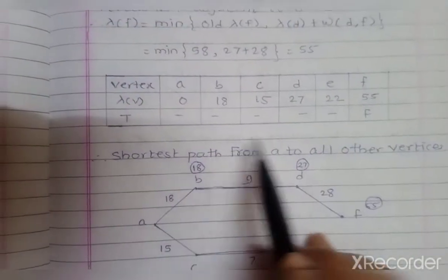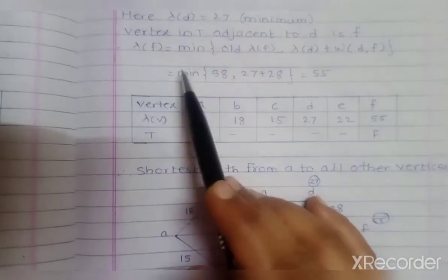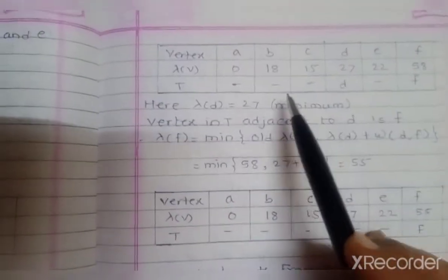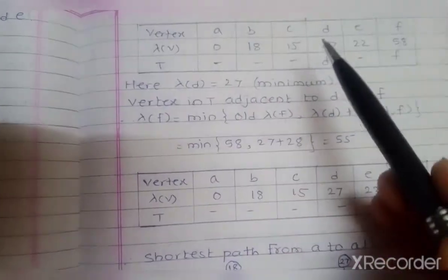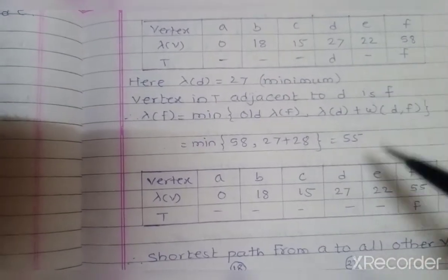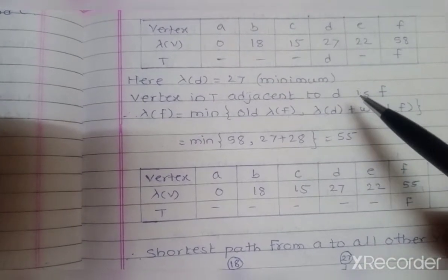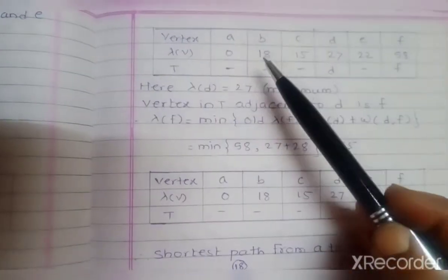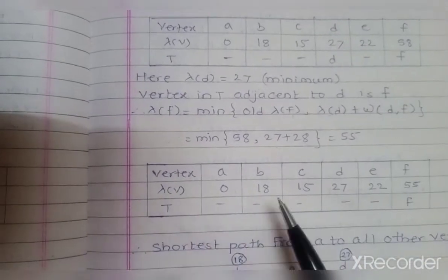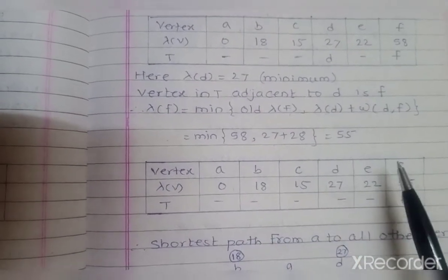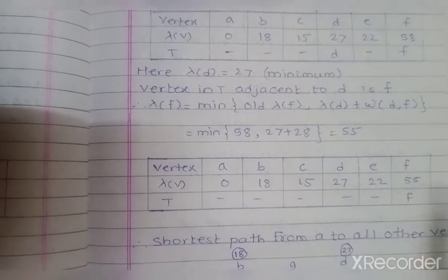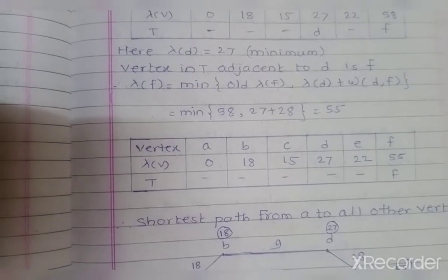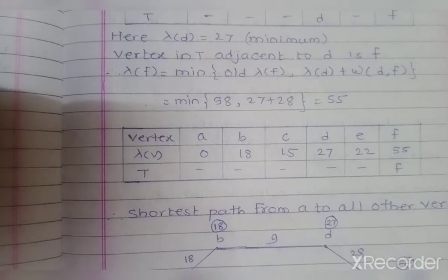Again we have to prepare our table. Put the value of lambda of F as 55. All other entries we have to consider from the previous table: 0, 18, 15, 27, 22. But here we have to consider the adjacent of D. D is also a permanent vertex, and A, B, C and E are already permanent in our previous table. So there remains only one vertex that is not permanent, but there are no other vertices remaining to check the adjacent of F. So we have to stop our procedure here.